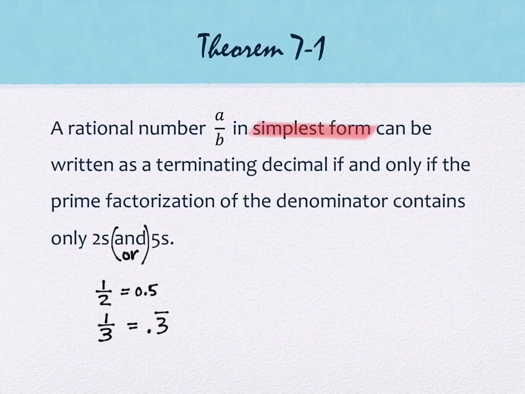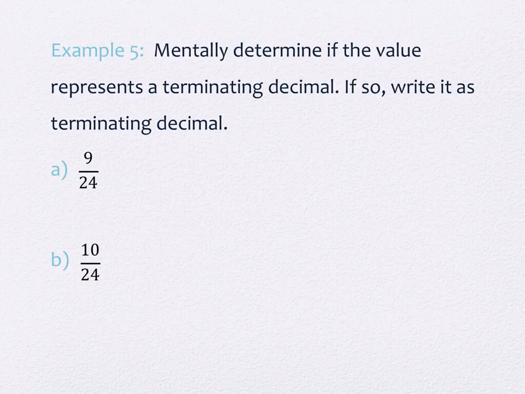Okay? So in order for us to decide if it has a finite form, if it terminates, we need to get it in simplest form, and then we have to factor the denominator. And that's what our next examples are going to do. We're going to get it in simplest form and factor the denominator. So on A, is it in simplest form? No. What will the numerator and the denominator both divide by? 3. So our first step is to divide the top and the bottom by 3. So we're going to divide them both by 3.